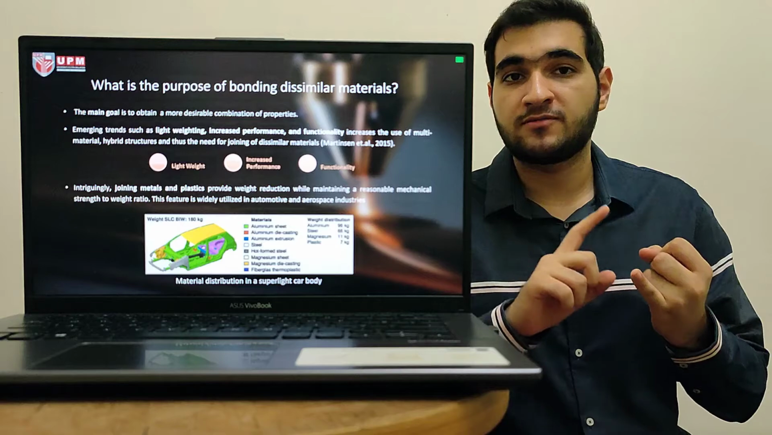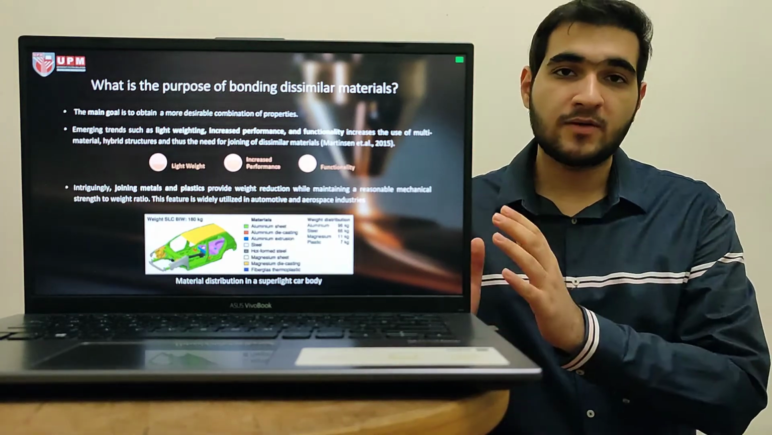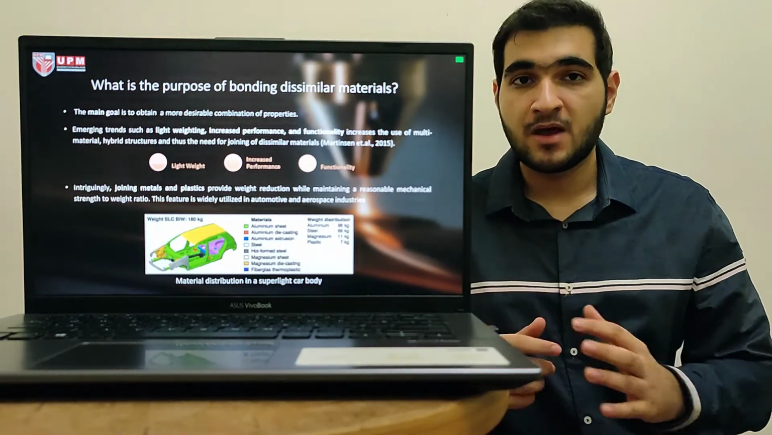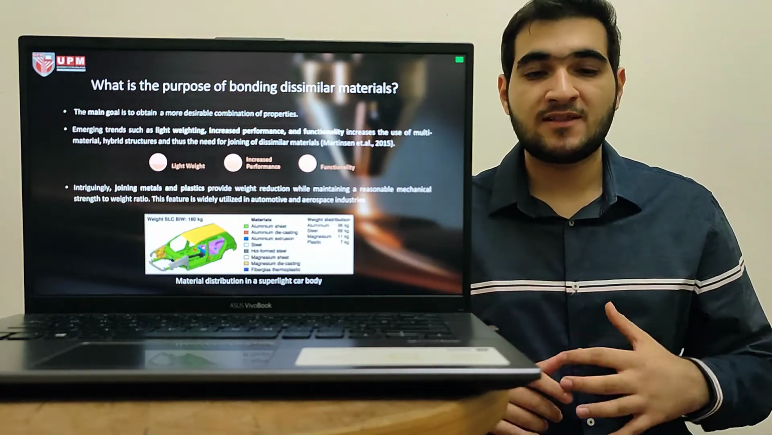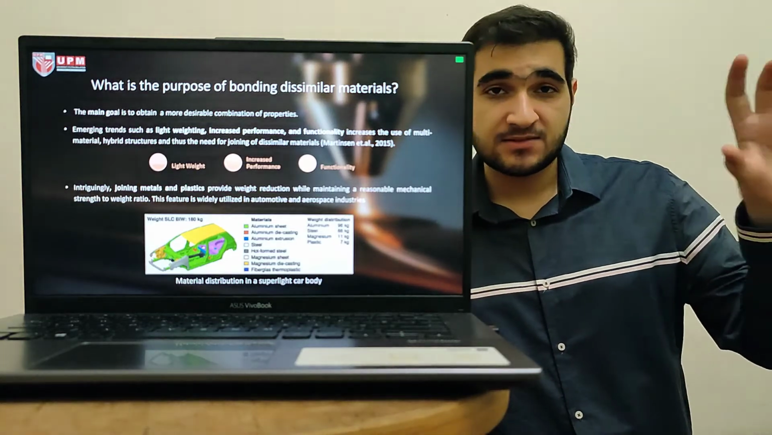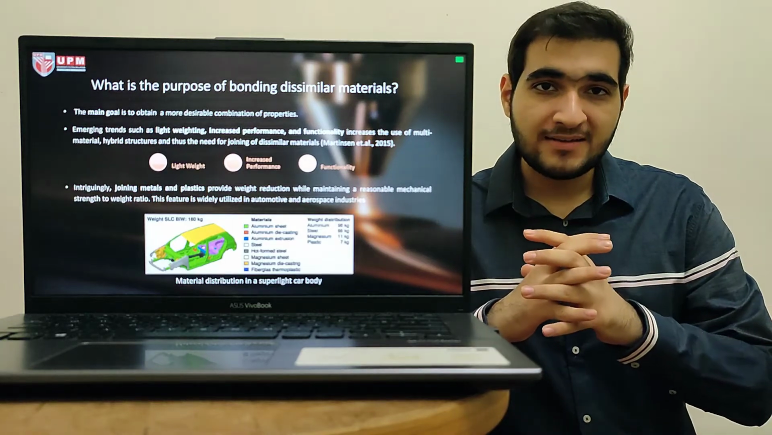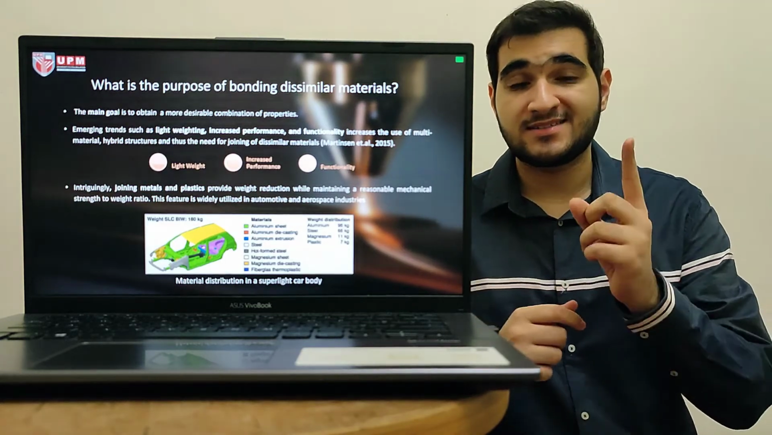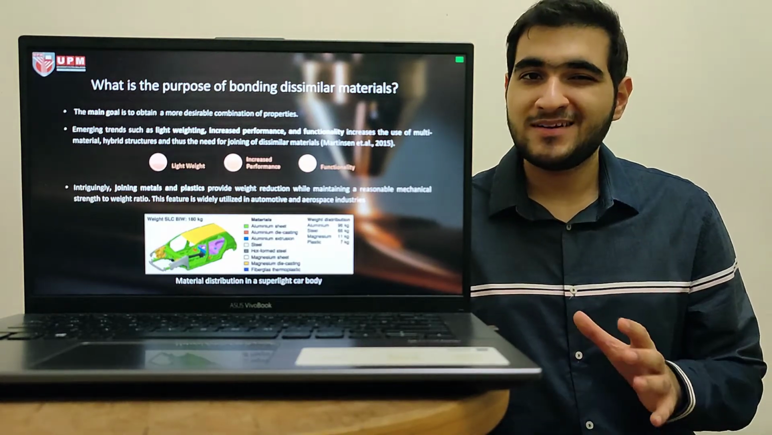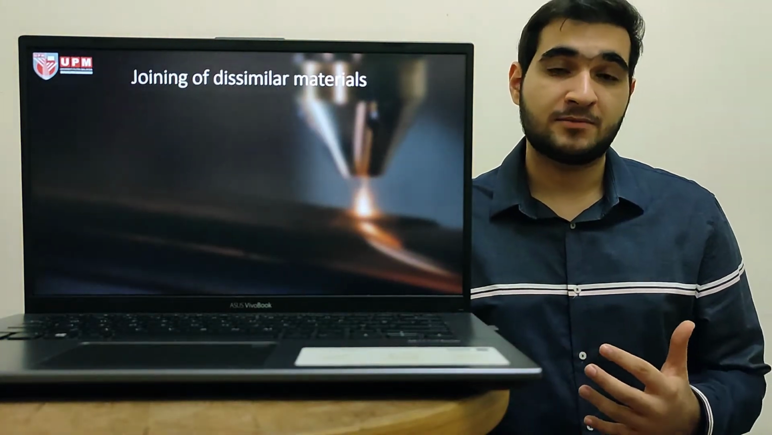For instance, polymers are very light, but at the same time they don't have a really great strength to body ratio. And on the other hand, we have metals where they're very strong, but unfortunately they're also very heavy. So what dissimilar materials actually does is that now we can ponder the question, can we get the lightness from polymers and the strength of metals and combine these two main advantages into one single entity? Well, the answer to that question is yes, we can. But it's a little bit more difficult than that, which is why we transpose into joining of dissimilar materials.